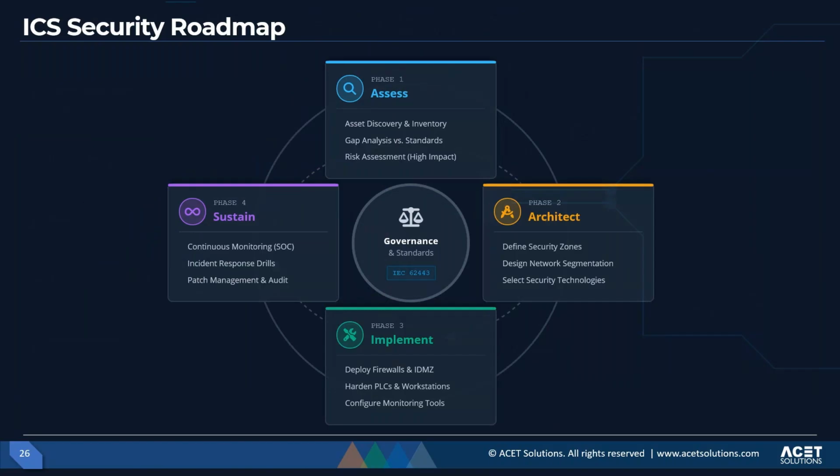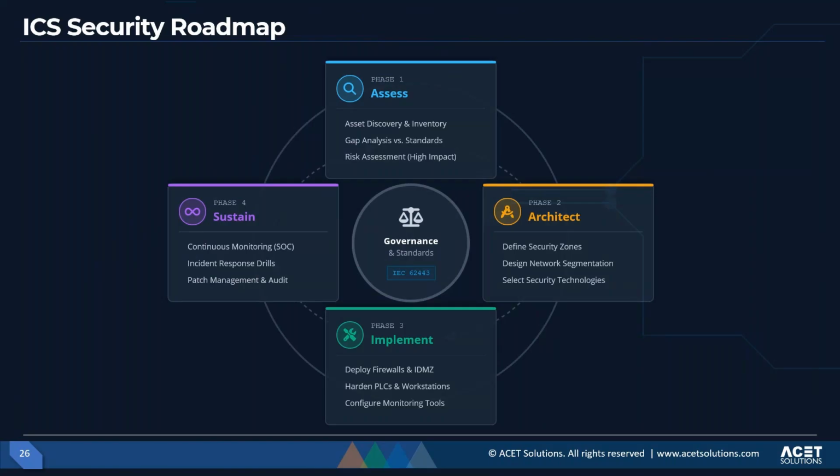So when we talk about a secure ICS environment, it is not a single, one-time job. A secure ICS environment is a roadmap. It is important to understand this is not a one-time project or a checklist that you complete and walk away from.